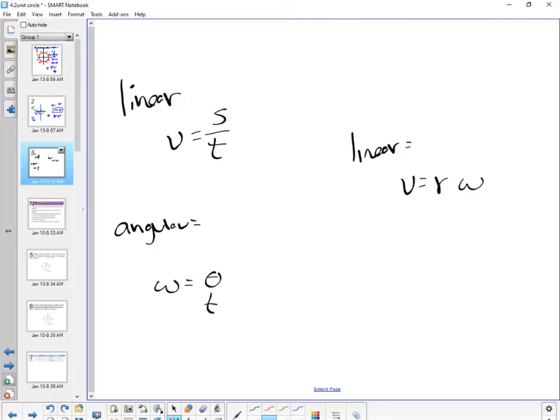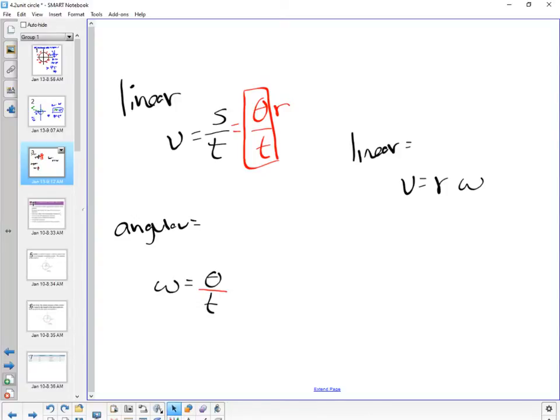In this case, what is S? Do you guys remember the formula for S? Theta R. It was theta R, right? So theta R over T. And if you look at W here, what's W? Theta over T. Theta over T is here, so that becomes W, WR. See that? So it's just a play of formulas for you.